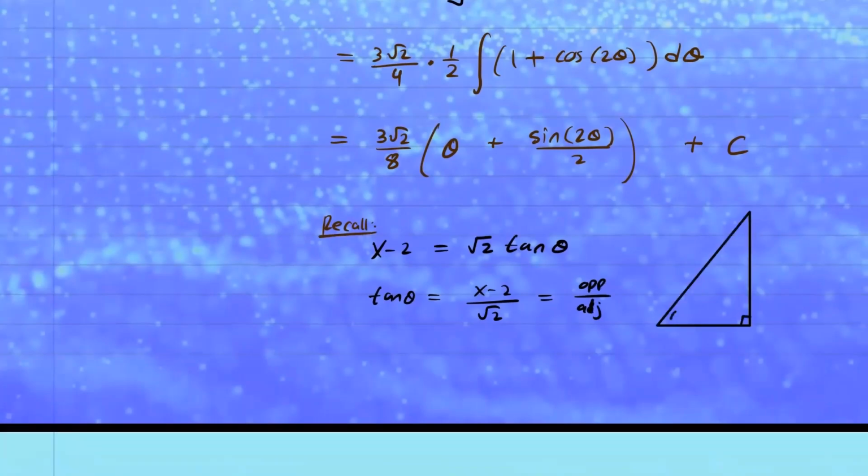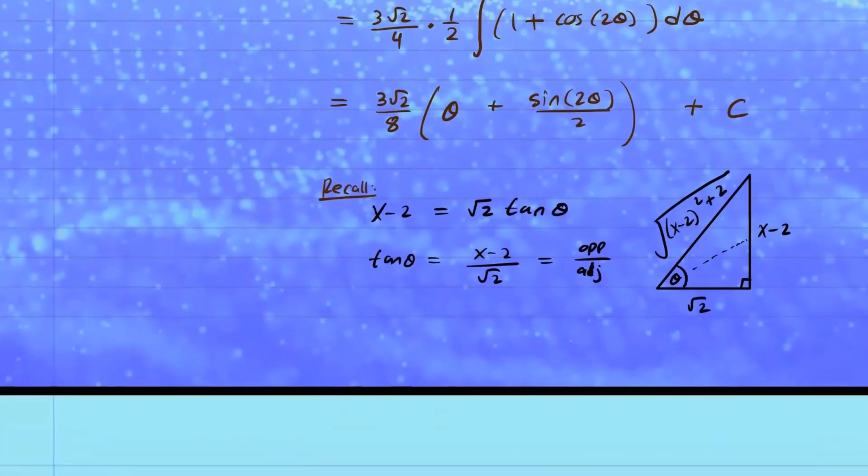And let's suppose theta is here. Opposite length is right there. So tangent is opposite, that's x minus 2, over adjacent, square root of 2. That means the hypotenuse will be the square root of opposite squared plus adjacent squared. So it's going to be opposite squared, that's (x minus 2) squared, plus adjacent squared, square root of 2 squared, that's just 2. All right, that's our hypotenuse.